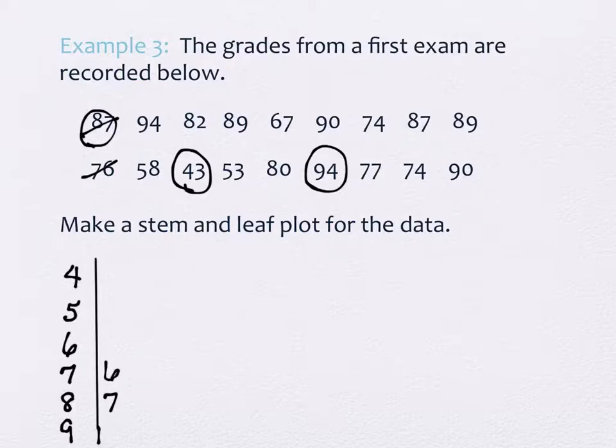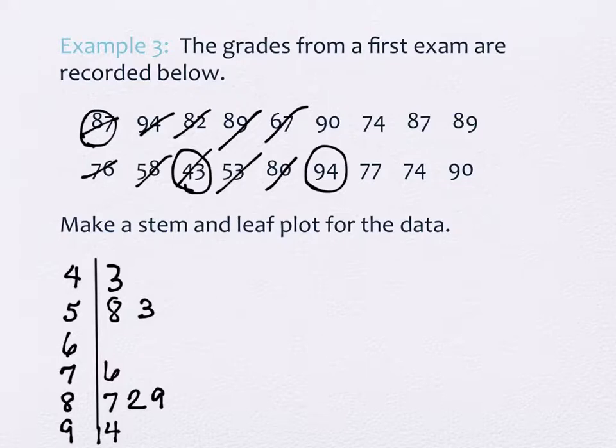Okay, so I'm just going to write in all the leaves on the correct row that they're supposed to be on. So 94 and 58. So here's 94, and here's 58. 82 and 43. 89 and 53. 67 and 80. 90, 94. 74, 77. I think you put the 80 on the 70s row. Did I? Yeah. There's not a 70, so that's 0. Thank you.